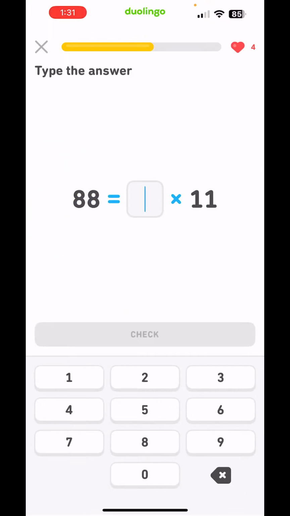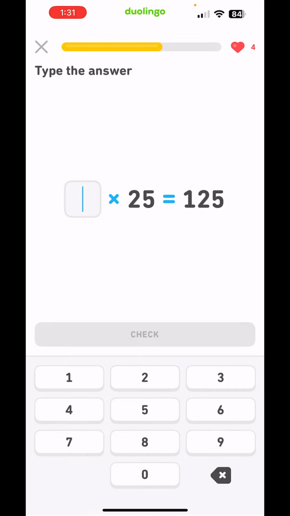What times 11 equals 88? With the 11 times tables, you're basically counting by 1 and then adding that number twice. So it's like 11, 22, 33, 44, 55, 66, 77, 88. So 11 times 8 would give you 88. Hopefully that made sense. If you have questions, leave them in the chat. I'll do my best to answer them.